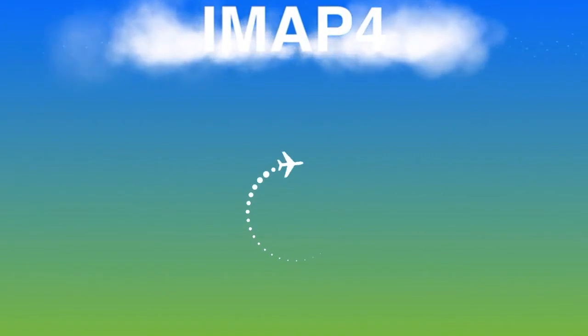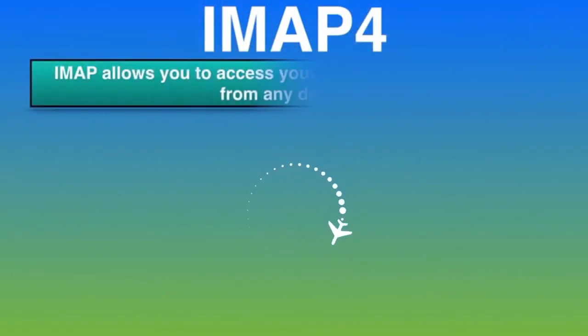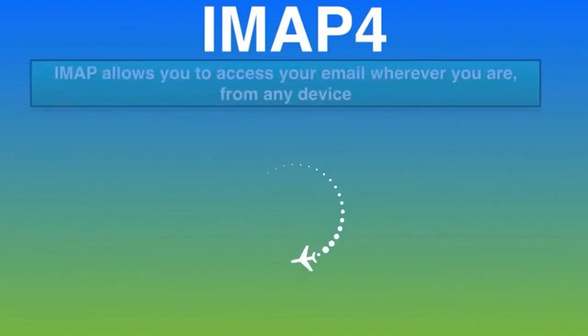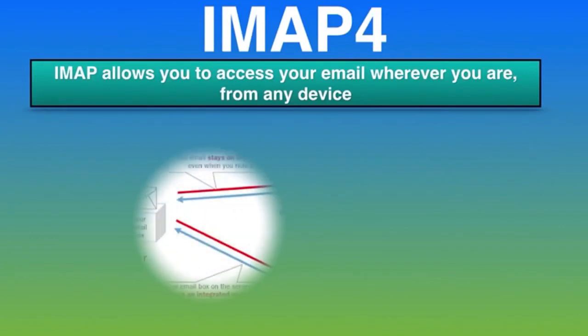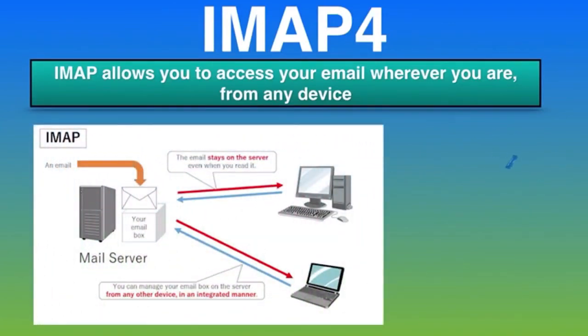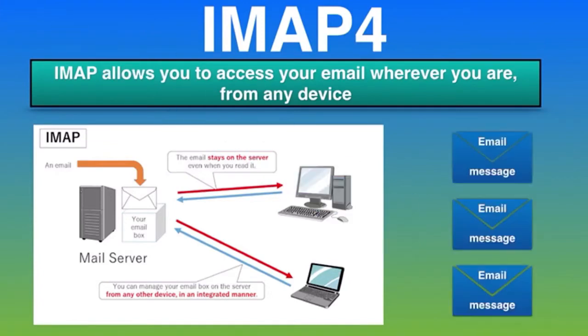IMAP4 stands for Internet Message Access Protocol version 4, which is the current version of IMAP. IMAP is a standard email protocol that stores email messages on a mail server but allows the end user to view and manipulate the messages as though they were stored locally on the end user's computing device. IMAP provides the facility for creating, deleting, and renaming mailboxes, checking for new messages, permanently removing messages, setting and removing flags, and much more.